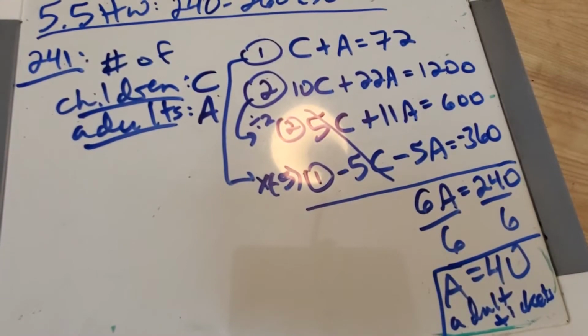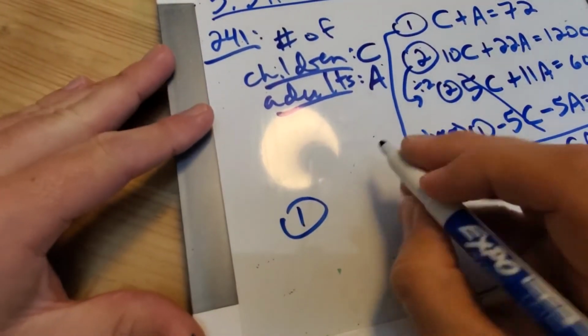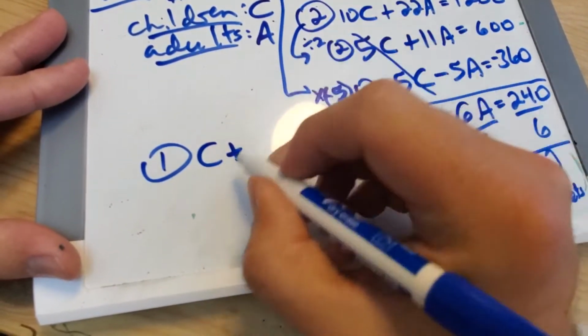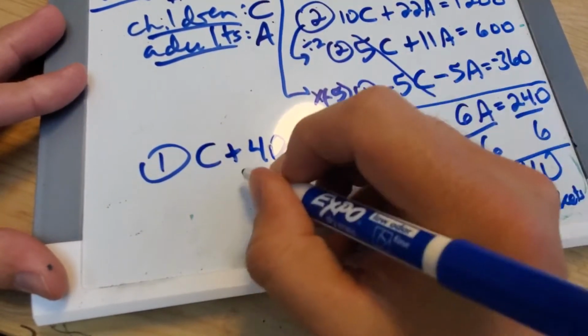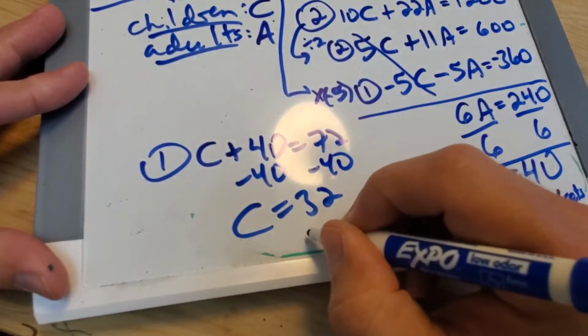And then to figure out the kids' tickets, I'm going to definitely use the first equation because it's got the least amount of stuff going on. C plus A, which is 40, equals 72. Subtract 40. C is 32 kids running around.